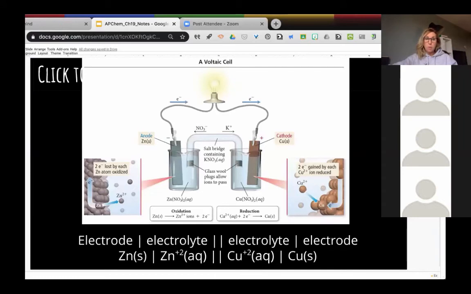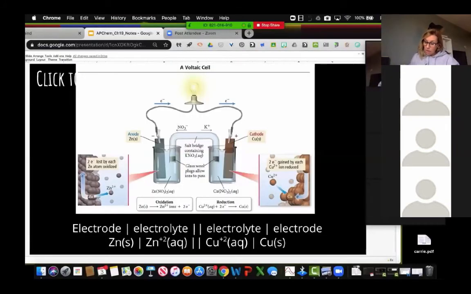Okay, so this is the one that we looked at before. Electrode again is the metal. The metal piece that's stuck in each one of these solutions is your electrode. So in the left one, the electrode is the zinc. The electrolyte is what's in solution, so that's Zn+2. Remember, we don't care about the nitrate in that solution because those are just spectator ions.